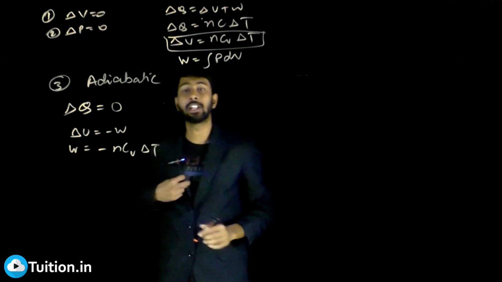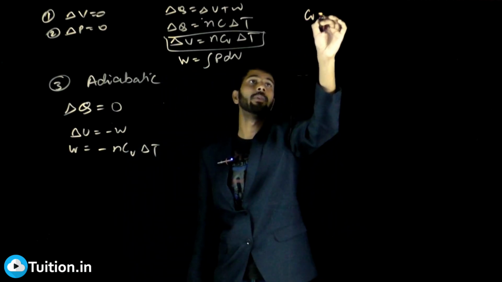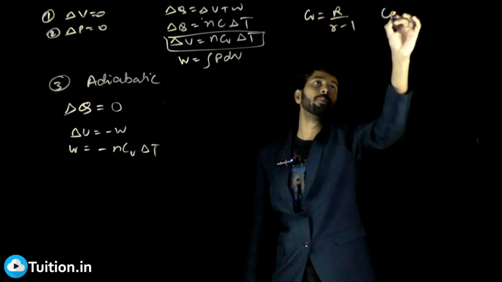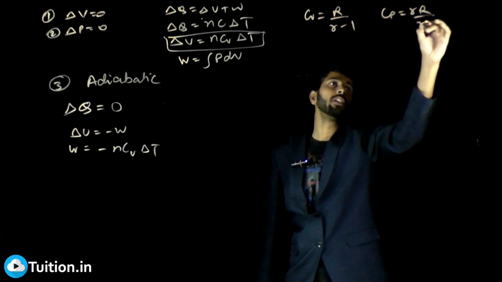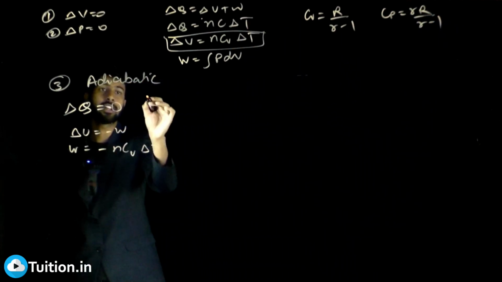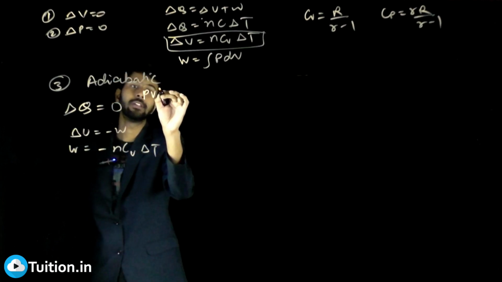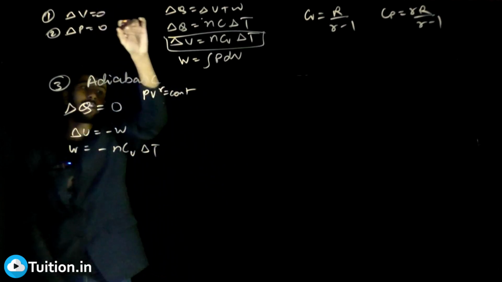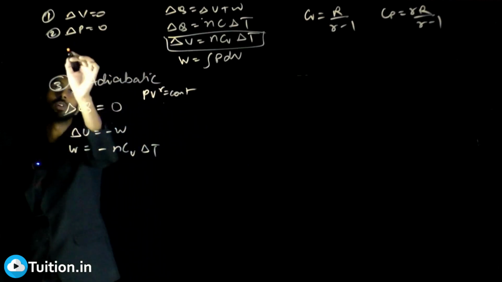Remember, there's one more thing that I had to tell you. Cv is given by this formula, R by gamma minus 1, and Cp is given by this formula, gamma R by gamma minus 1. What is gamma? Gamma is the adiabatic constant. So the adiabatic process is represented like this, PV to the power gamma equal to constant, right? And this is represented in a different manner, this one.